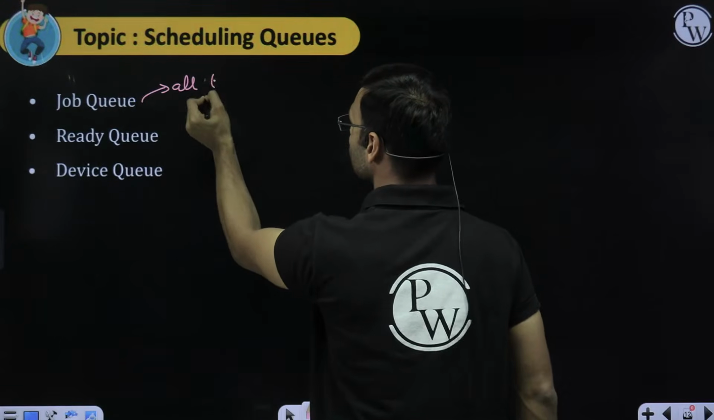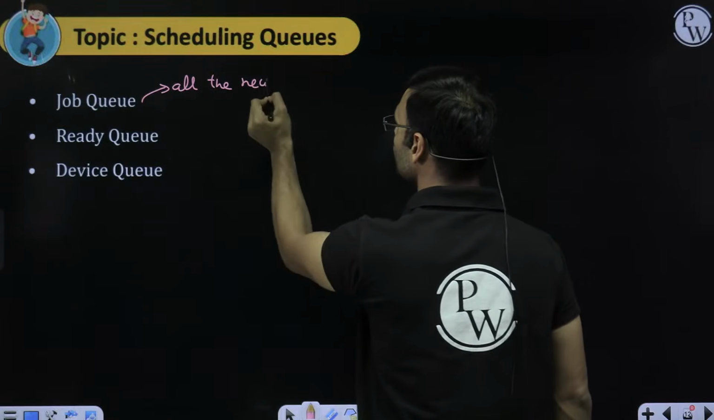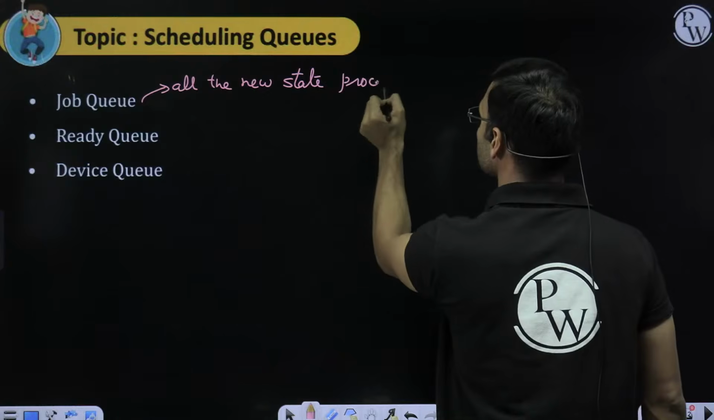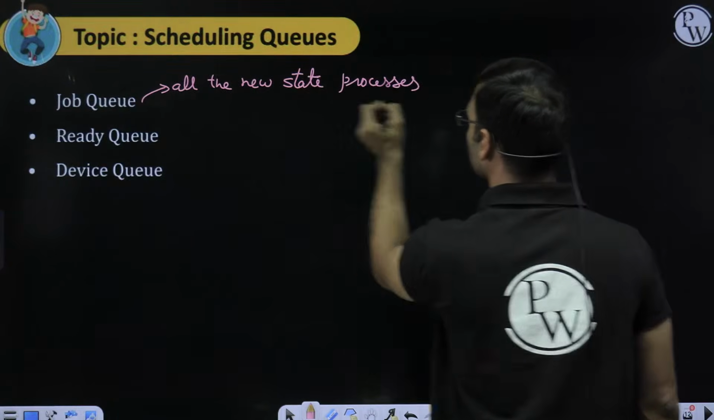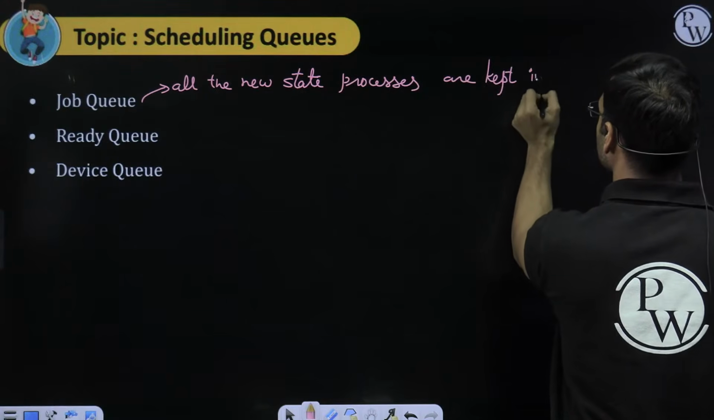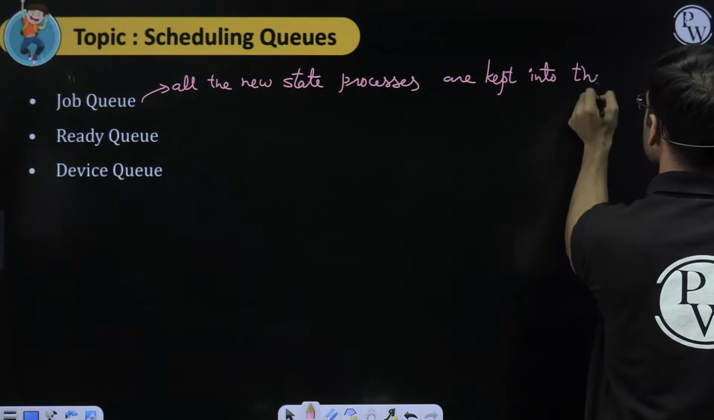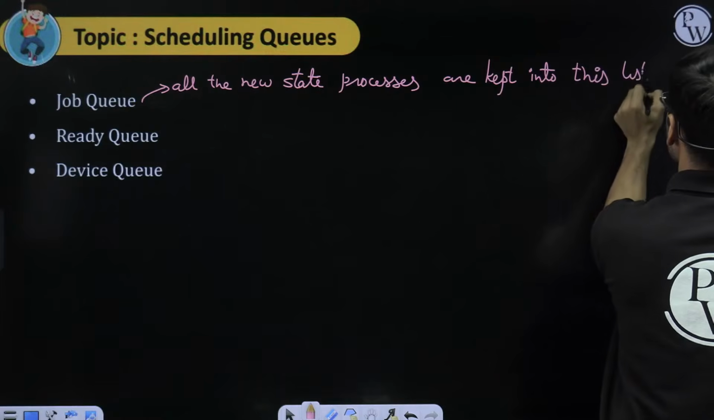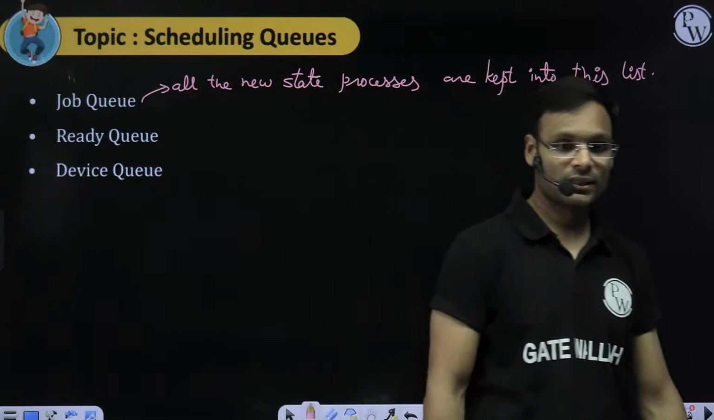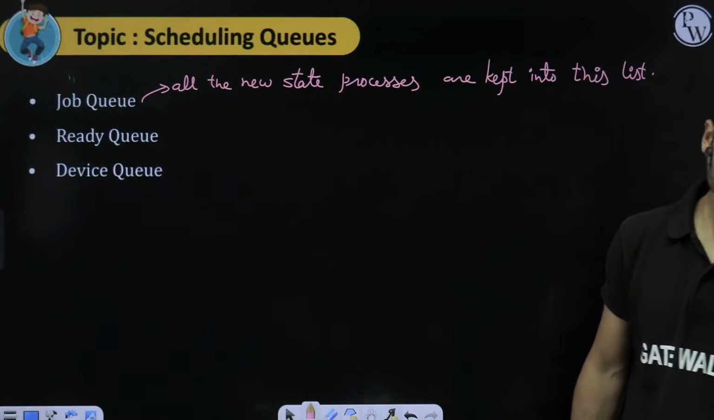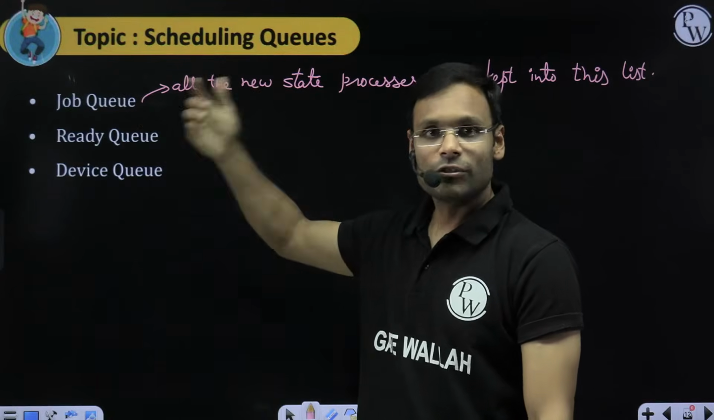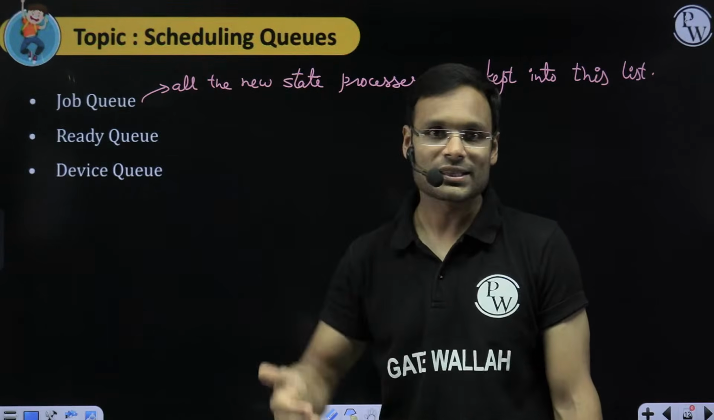All the new state processes are kept into this list. Just because more than one process is there, the operating system maintains a particular list where all the new state processes are kept.